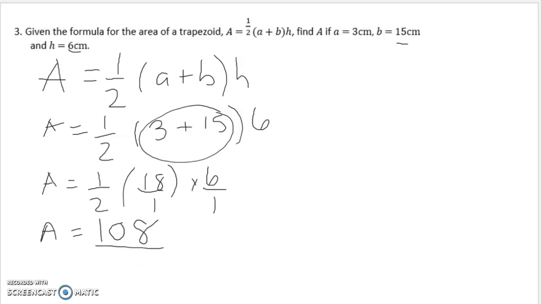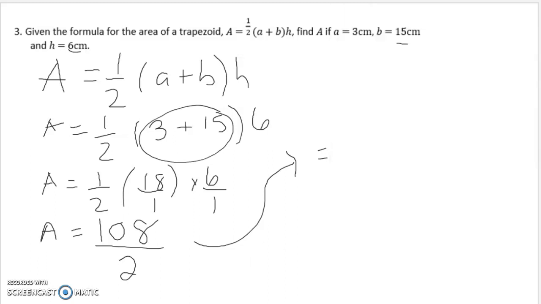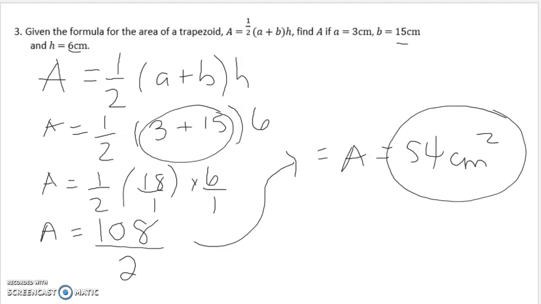And then 2 times 1 is 2. Times 1 is still 2, so it's 108 divided by 2. And then in your calculator, 108 is already up there, divided by 2 gives us 54. So area equals 54. And we're dealing with centimeters, and because it's area, it's centimeters squared. And that is your final answer.